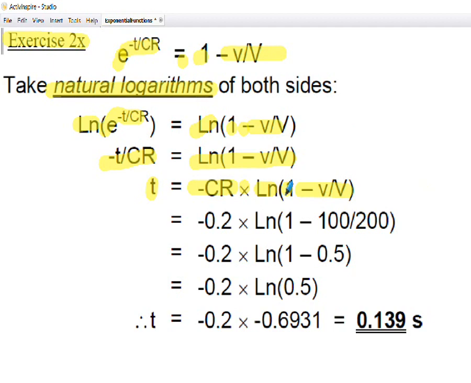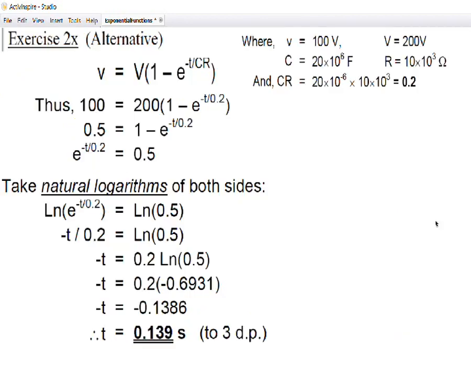All I do then is put the numerical values in. CR we were told was 0.2, so it's minus 0.2 times ln of 1 take away little v over big V, where little v was 100 and big V was 200. The rest of it is basic arithmetic here to find T is equal to 0.139 seconds. I advise you to look at the arithmetic and clearly understand how we've evaluated T.